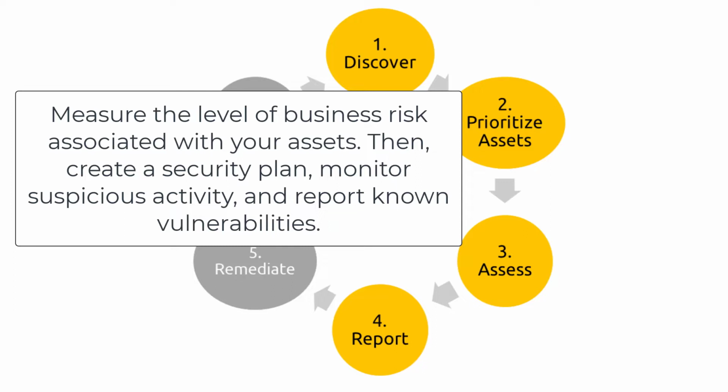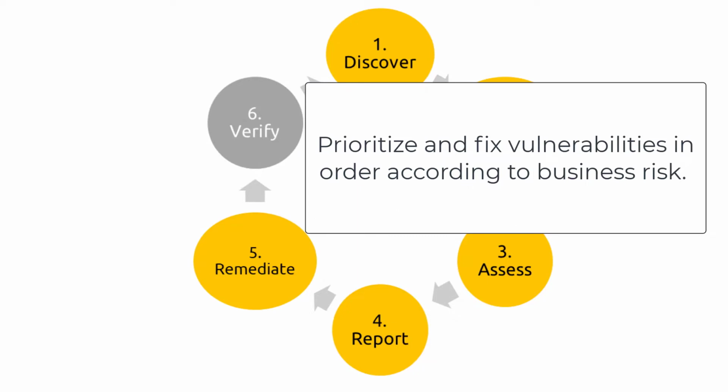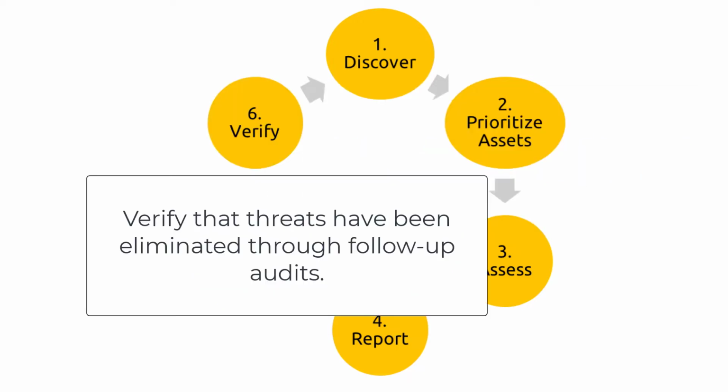Then, create a security plan, monitor suspicious activity, and report known vulnerabilities. Step 5. Remediate. Prioritize and fix vulnerabilities in order according to business risk. Step 6. Verify. Verify that threats have been eliminated through follow-up audits.